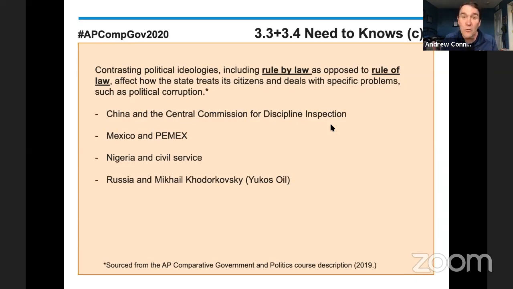And so that's how rule by law can work, that it's targeted against those who might be opposed to the regime or critical against those in power. So you see struggles with this in a lot of our countries, particularly in Mexico, with Pemex being the national oil company.